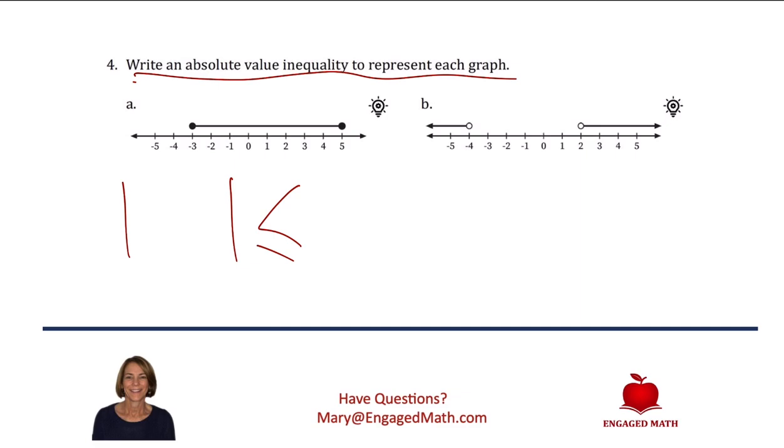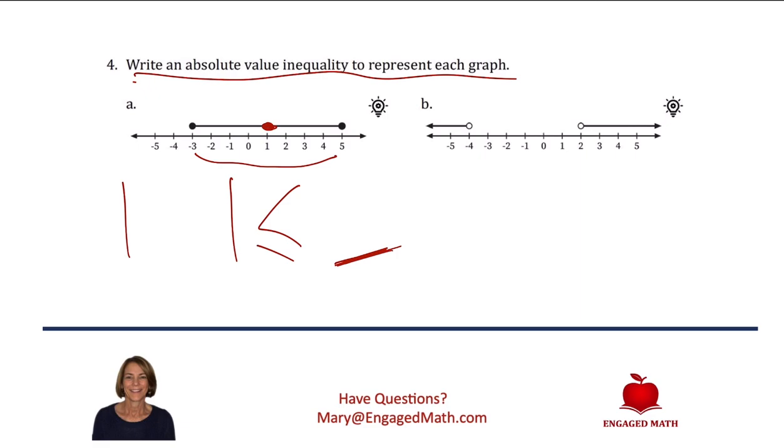So we already know it's going to be the absolute value of something is less than or equal to some number. The number that's going to go on the right-hand side is going to be halfway from the middle point to each of the endpoints. So we're going to start in the middle, and see how far we'd have to go to each of the endpoints. In the middle, between -3 and 5, the average of those two numbers is -3 plus 5 is 2, divided by 2 gives us the average of 1.